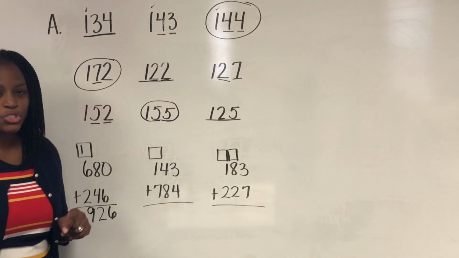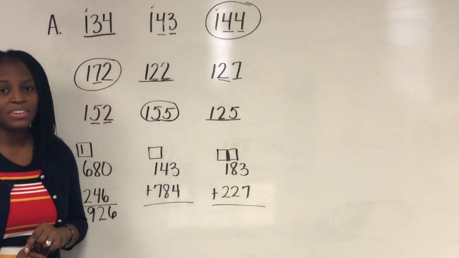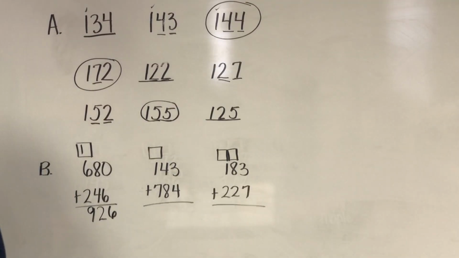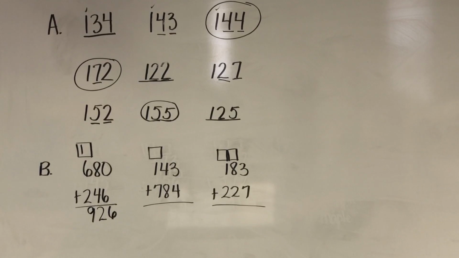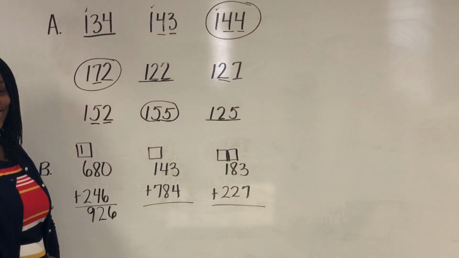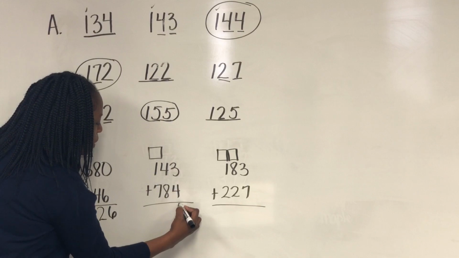All right, boys and girls, it's your turn to try. I want you to try to do 143 plus 784. Remember, we start in the ones place. All right, boys and girls, let's take a look at the ones place. What's 3 plus 4? 3 plus 4 equals 7. We put the 7 in the ones place.